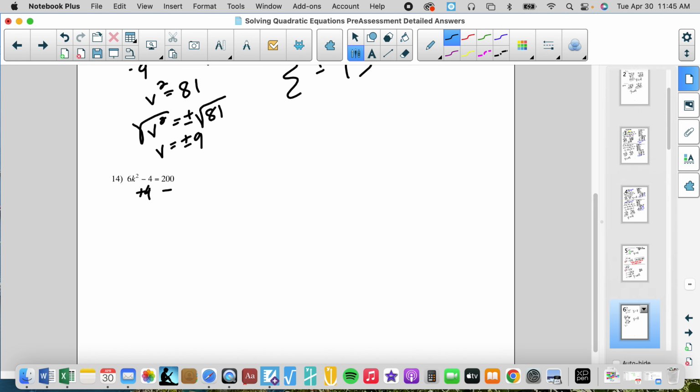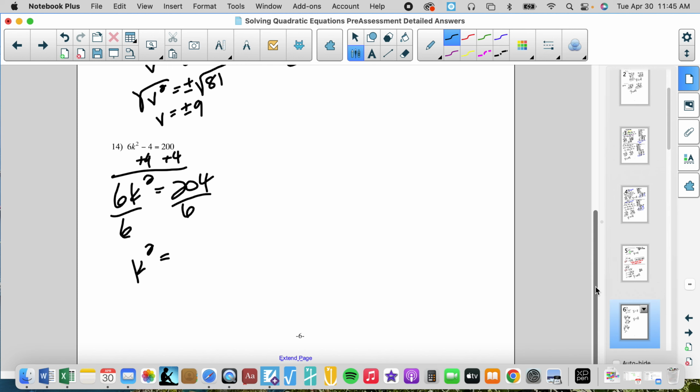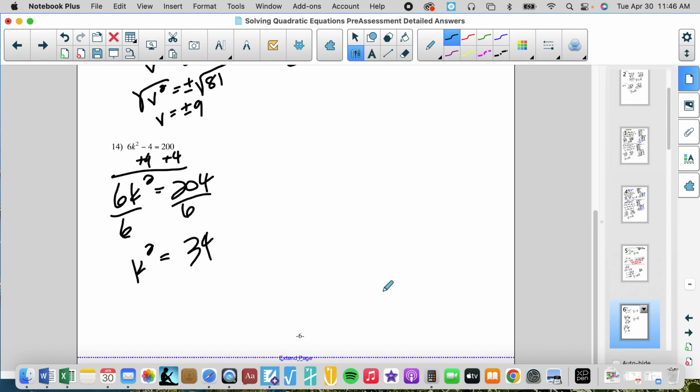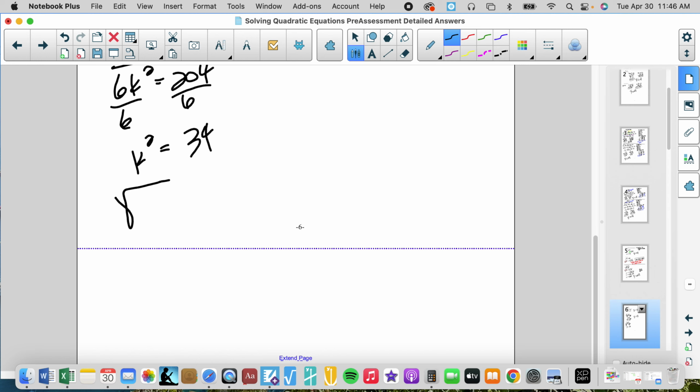Let's add 4. 6k squared equals 204. Divide by 6. You get k squared equals, well, we know, does that go in? Oh, yeah. 18 goes in 3 and 2. So 34? Is that 34? Yeah, I think that's right. Let's check it. 204 divided by 6, 34. Good. Now we take the square root of both sides.